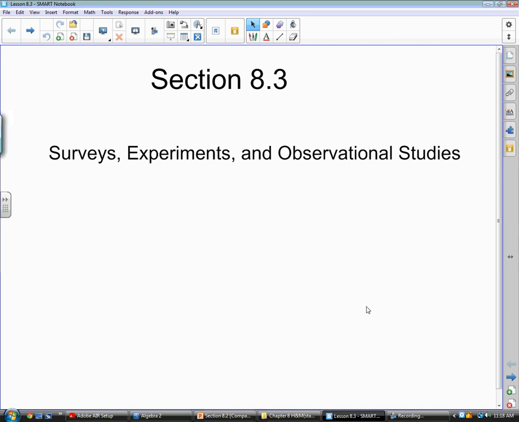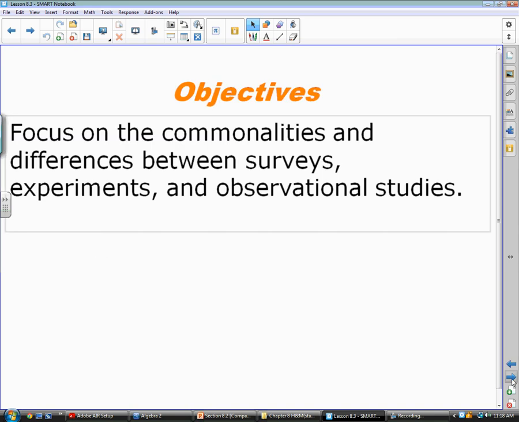A lot of what we're doing today is just basic data analysis, looking at ways to observe data, also looking at ways that you can do some research to test statistical data. Today we're going to talk about how we can go about doing a survey, doing experiments, and what an observational study is. Okay. Our objective for today will be to focus on the commonalities and differences between surveys, experiments, and observational studies.